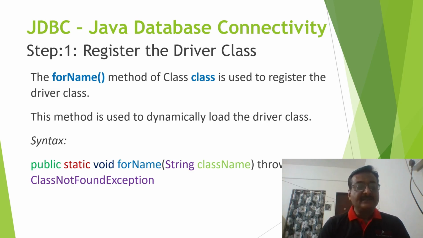forName has the syntax: public static void forName, and in brackets some String className, throws ClassNotFoundException. Note it down that forName is a checked exception method. Checked exception means whenever you use this method, you need to use exception handling. Wherever you are using this method, it should be enclosed in a try and catch block. The catch block must catch ClassNotFoundException. Otherwise, your program will give a compilation time error if you do not enclose this method in the try catch block.